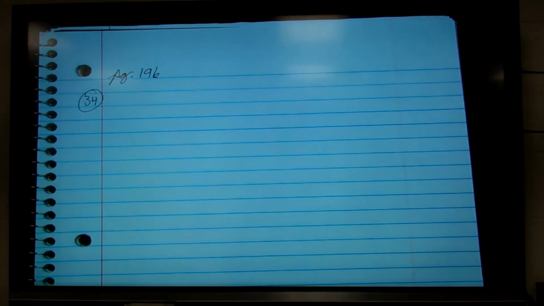You're fine. Alright, so number 34 reads, Jupiter is 5.2 times farther from the sun than Earth is. Find the length of Jupiter's orbital period in Earth years. So we're trying to find how long it takes for Jupiter to make one full orbital path around the sun.